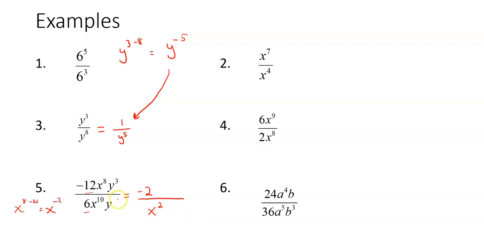Look at the y's. I've got 3 on the top. I've got 1 on the bottom. 3 minus 1 is 2. There's my answer. Can't do anything more with that. Nothing's a like term.